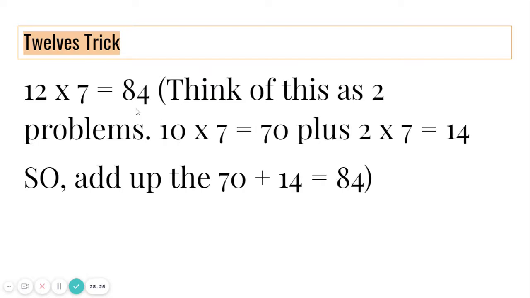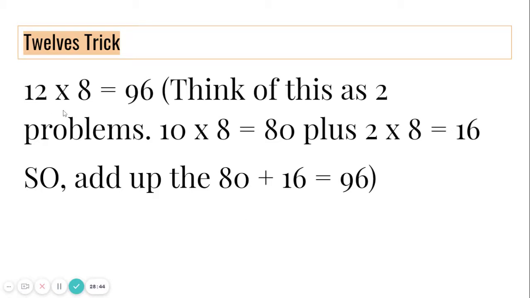12 times 7. Again, we're going to think of it as 2 problems. 10 times 7 is 70. Plus 2 7s is 14. Remember the 2 and the 10 make 12. So 70 plus 14 is 84. 12 times 8 is 96. We're going to think of it as 2 multiplication problems. We're going to think of it as 10 times 8 is 80. That's simple. Plus we're going to add 2 times 8 is 16. So 2 8s is 16. We're going to add those together. 80 plus 16 is 96.